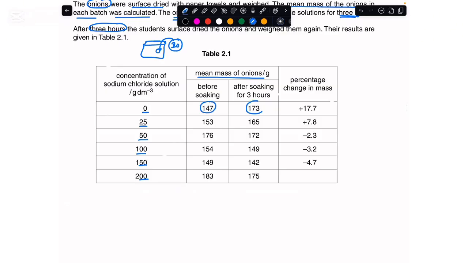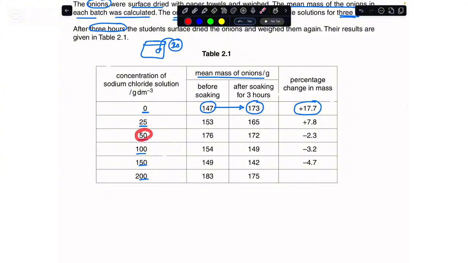After 3 hours, the mass of the onion bulbs has increased from 147 to 173, and the overall percentage change in the mass of the onion bulb is indicated as positive 17.7. This indicates that at this concentration of sodium chloride, the water has entered into the onions, and that has accounted for an increase in the mass. The same is happening at a sodium chloride concentration of 25.